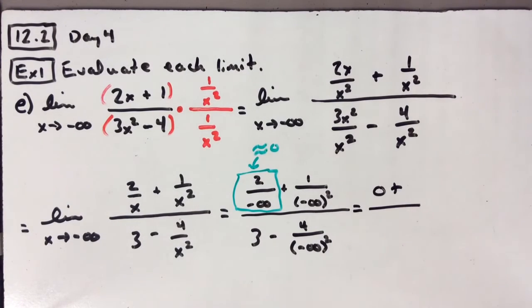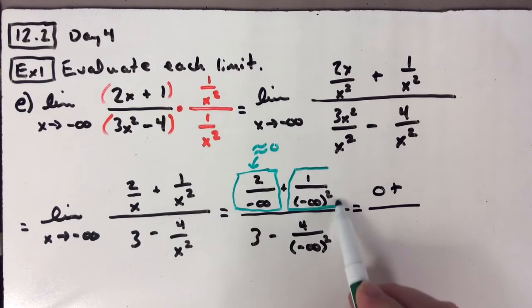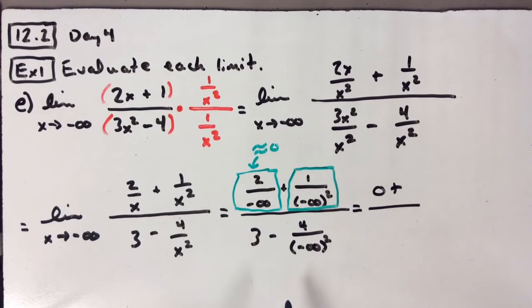And then we have another fraction with an infinity on the bottom. In this case, it's a negative infinity raised to the second power. That's going to be very, very close to 0. And in the bottom part of the fraction, we have another fraction with an infinity down there. So that's going to be another number close to 0.